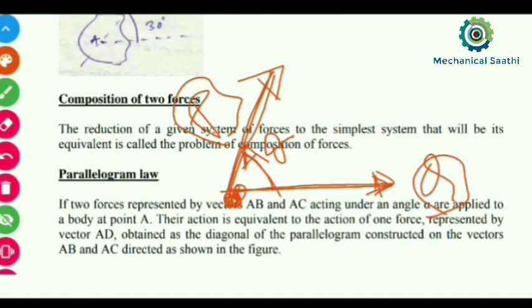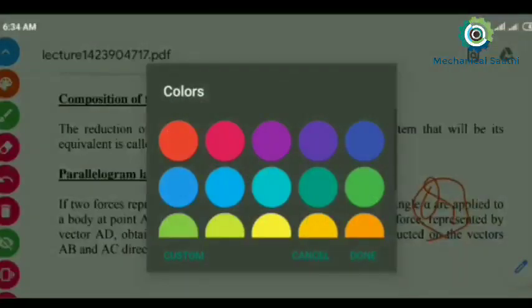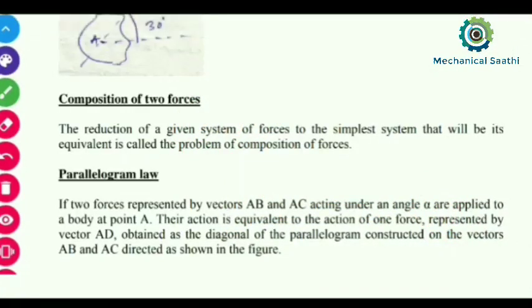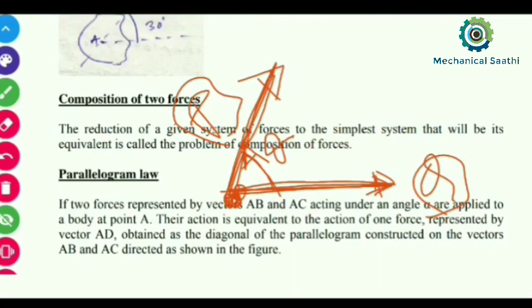Then in this case, what the parallelogram law states is that the equivalent force, or we can say the resultant, will lie in the diagonal obtained by taking these two forces as the sides of a parallelogram. Let me change the ink so that you can understand it better. So by taking these two vectors, P and Q, as sides of a parallelogram, try to draw the parallelogram over here.